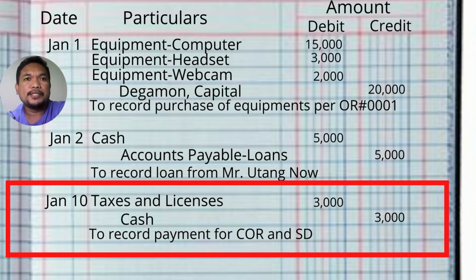For January 10 transactions, ito na yung nag-process ka ng COR and SD. Alright? So, yung debit account na gagamitin mo is taxes and licenses, which is an expense account. You debit 3,000 for instance. And then you pay cash. Okay? You credit cash, which is also 3,000. And then the explanation: to record payment for COR and SD.